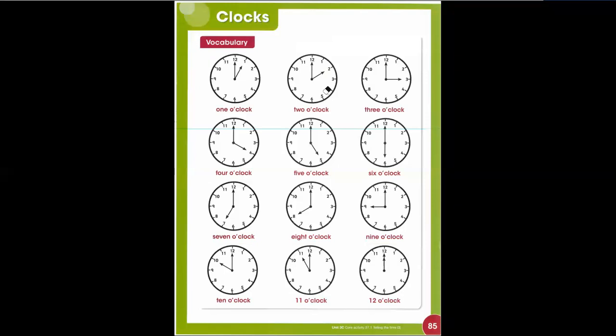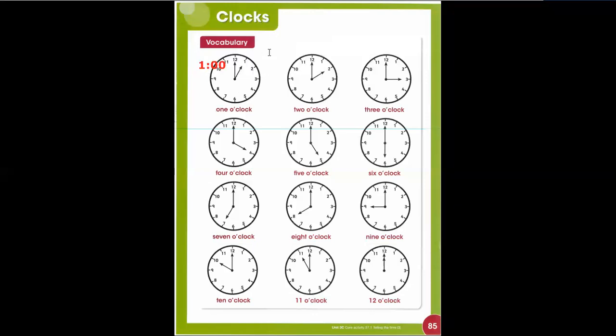So first of all, we are going to see the small handle. So here, where is the small handle? On 1, and the big hand is on 12. If it is on 12, it is always 0, 0. Small is on 1. So we will say 1 o'clock. We can also write 1, 0, 0.